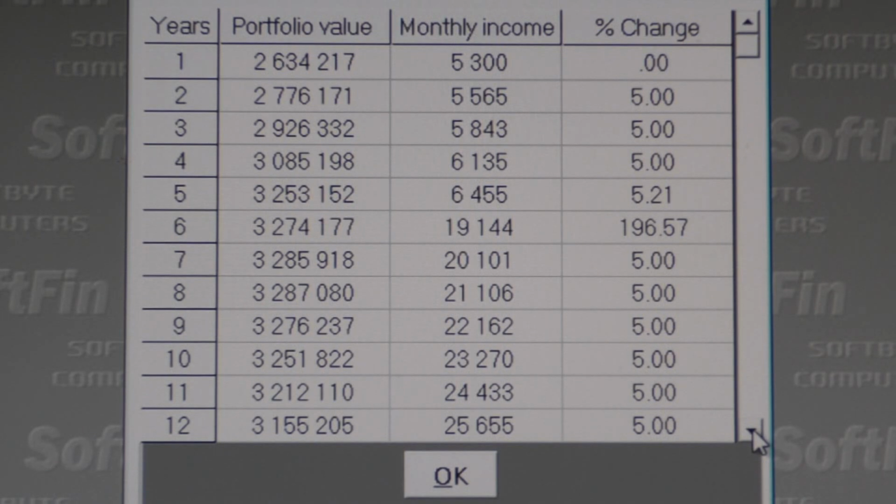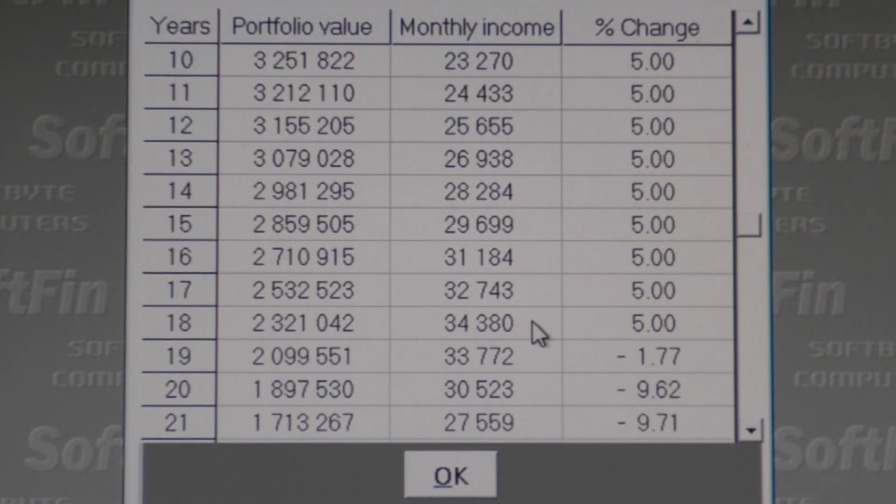In year 6, you can see that we are back to drawing the 19,144, which is what we would have required in year 6 if we'd started with an initial 15,000 Rand income a month in year 1. Remember? Scrolling down the screen, we can see that we continued to receive our required inflation-linked income right up until year 18, and that is for an extra 10 years. More than double the period we were looking at initially.